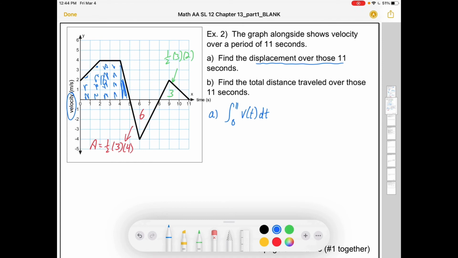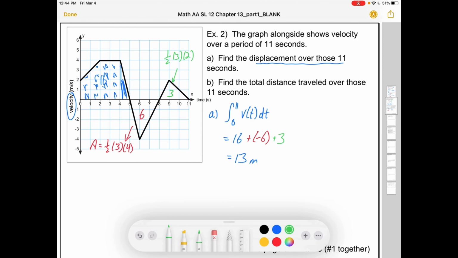When we evaluate that integral, the 16 is counted positively. The 6 is counted negatively because it's below the x-axis. And the 3 is counted positively. So that's 19 minus 6. The net displacement is going to be 13 meters. Okay, coincidence that it's the same number as the last one. But that just means that we end up 13 meters forward or to the right or above where we started.